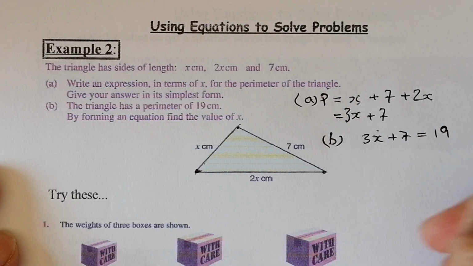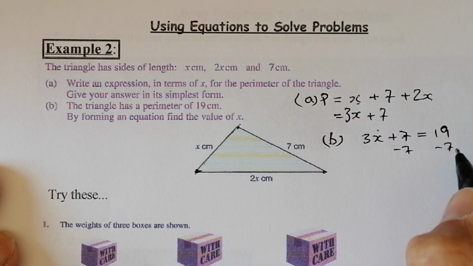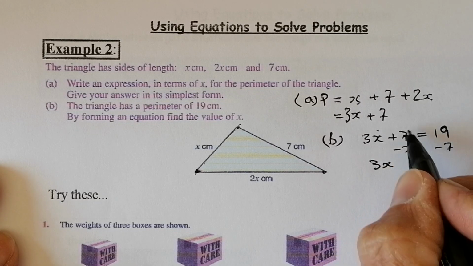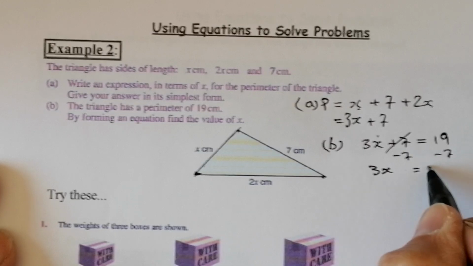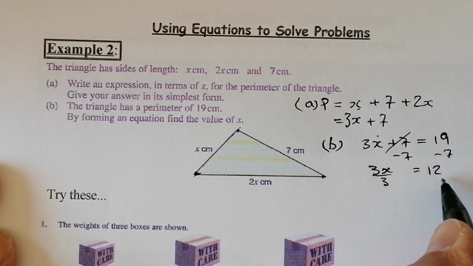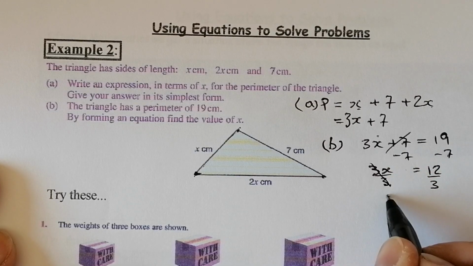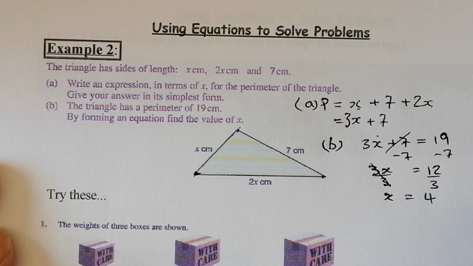So let's subtract 7 from both sides. That leaves me with 3x. This part's eliminated, and that gives me 12. What I'll do is I'll divide by 3. Eliminates that. Leaves me with x equals 4. We're working in centimetres here, so I'll make sure I put in my units. So that's going to be 4 centimetres sitting there.